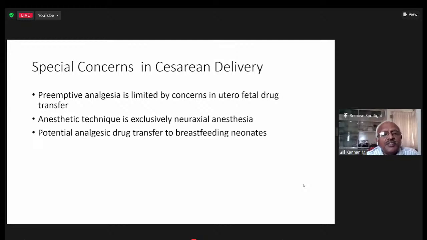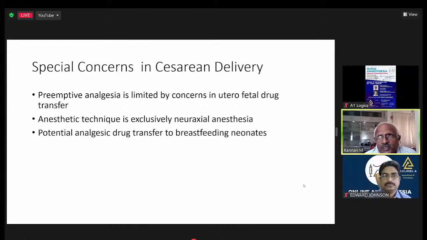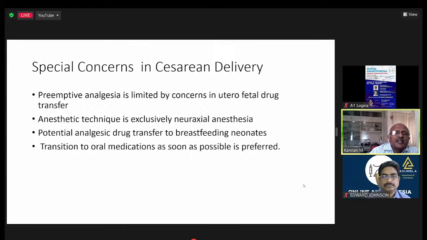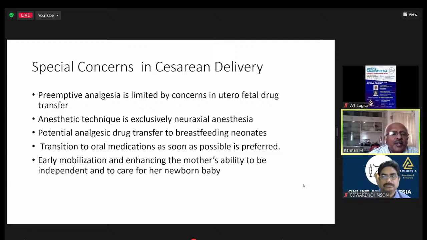The third thing, the potential analgesic drug transfer into the breastfeeding neonate, is also a problem. But most of the drugs, at the dosage with which we give them to these patients, do cross into the breast milk, and it is a very small amount that reaches the newborn, which has no effect on them. And as early as possible, the transition from the parenteral dose to the oral dose has to take place so that the patient can move around. Early mobilization enhances the mother's ability to independently look after the newborn, and is essential for bonding and discharge of the patient to home.